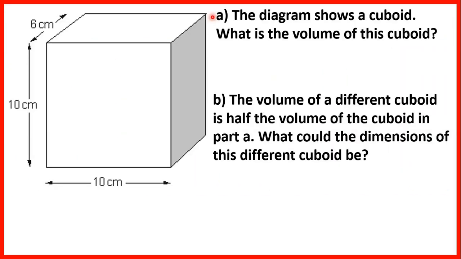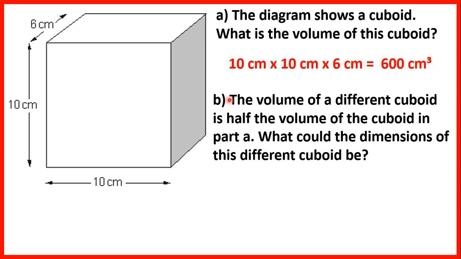The diagram shows a cuboid. What is the volume of this cuboid? So we calculate the volume of a cuboid by multiplying the length by the breadth by the height. And because they've given us the dimensions, to find the volume, we just need to multiply 10, 10 and 6. So 10 times 10 is 100, times 6 is 600, so the volume is 600 centimeters cubed.